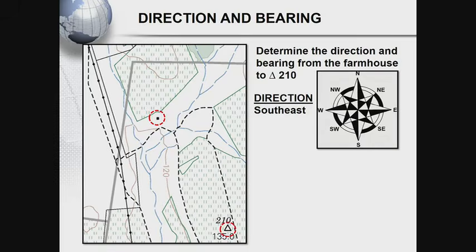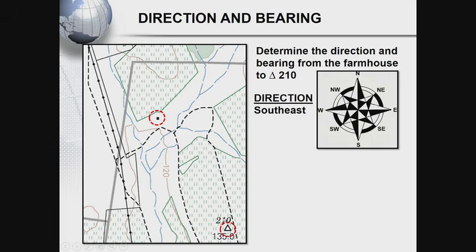Right, let's go back to our slide presentation. And we can see, here's an example. In a Mapwork paper, determine the direction and bearing from the farmhouse. The farmhouse has the little red circle. That symbol there is the symbol for a farmhouse. There we can see cultivated lands once again. That reinforces that farming is taking place here. But we went from the farmhouse, so that's going to be our starting point, to trig station 210.